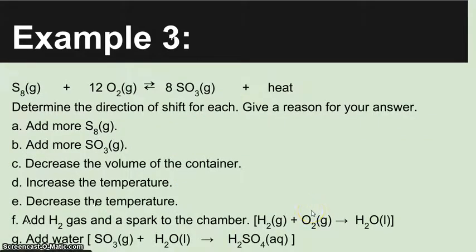Okay, so if there's any time left in your class, I'd like you to try example 3. See if you can go through these 7 different disturbances and determine what happens for each. Which direction does it shift? And then your reason should include not just what happens, it shifts to the right or left or no change, but why does it happen? What happens to the rates of reactions? Work with your partner. Good luck.